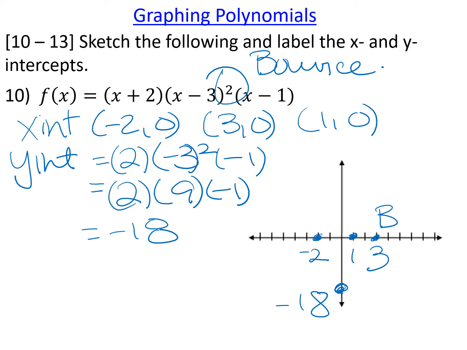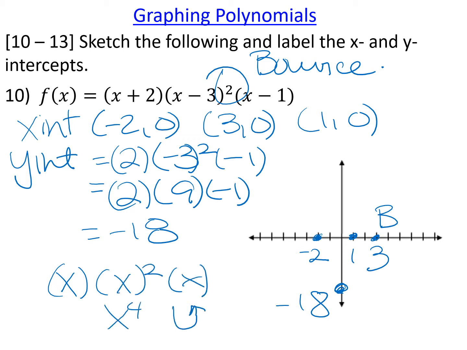Okay, my end behavior comes from multiplying all my x terms together. It gives me x times x squared times x, which is x to the 4th, giving me same end behavior, going up on the right. Okay.